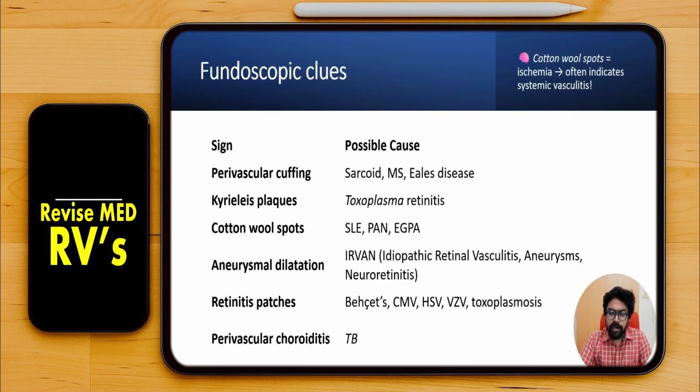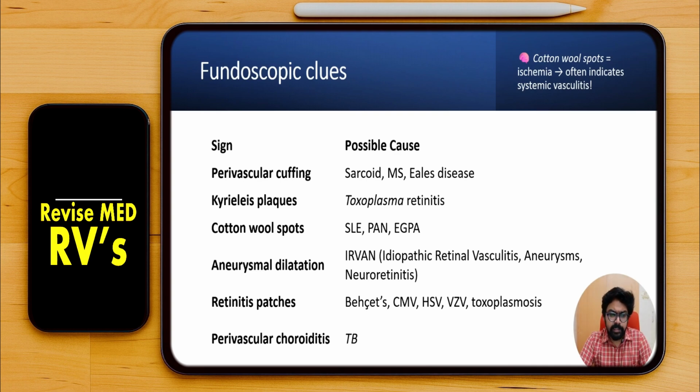Fundoscopic clues after the examination. Perivascular cuffing is usually seen in all cases of vasculitis and predominantly seen in cases of sarcoidosis, multiple sclerosis, and Eales disease, and can be associated with tuberculosis. Hairless plaques are associated with toxoplasma retinitis. The presence of cotton wool spots is suggestive of infarcts, usually seen in cases of SLE, polyarteritis nodosa, EGPA.